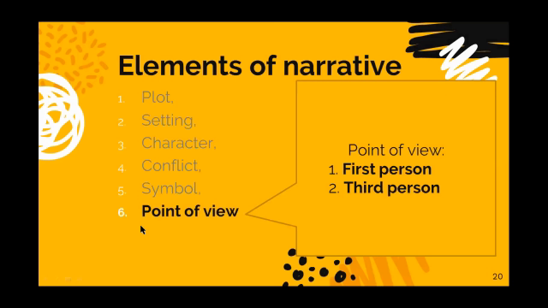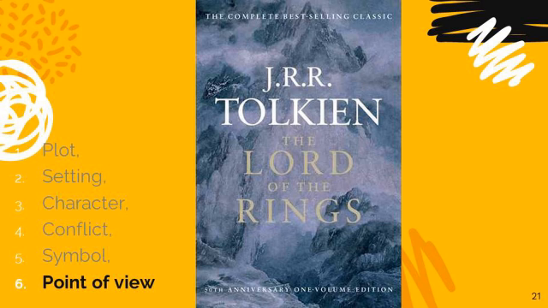The last element of narrative is point of view. There are generally two main points of view, the first person's point of view and the third person's point of view. For example, in Tolkien's The Lord of the Rings, the whole of the novel is told by an anonymous third-person narrator. The narrator follows Mr. Frodo throughout most of the narrative, although occasionally the point of view focuses on other characters.